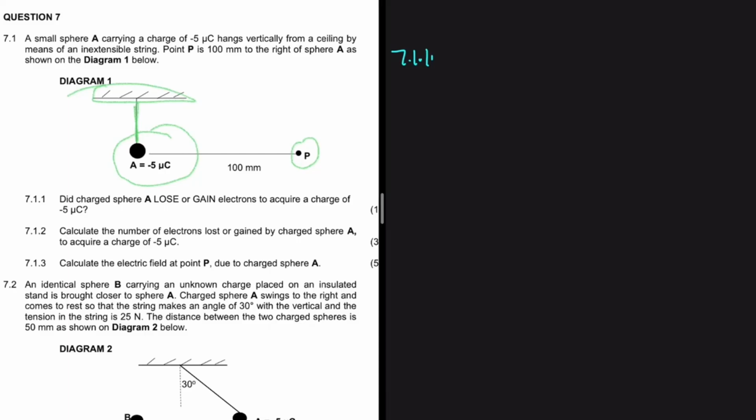If a sphere was neutral and now it has a charge of minus 5 microcoulombs, did it gain or lose electrons? We know fully well that electrons are negatively charged. So if it becomes more negatively charged, then it gained electrons. So for 7.1.1, this sphere definitely gained electrons.